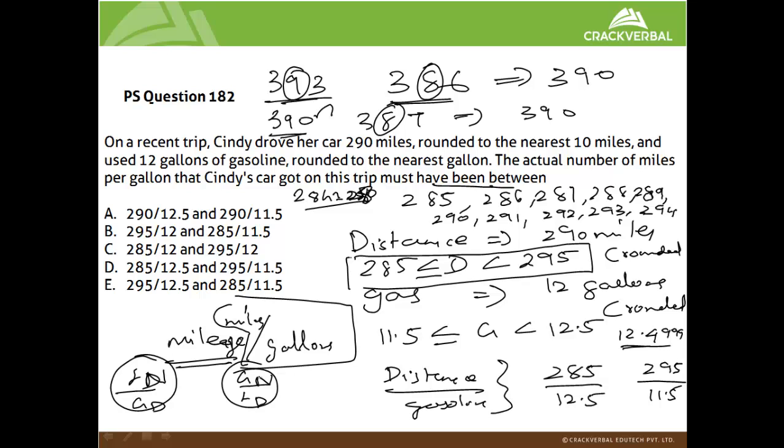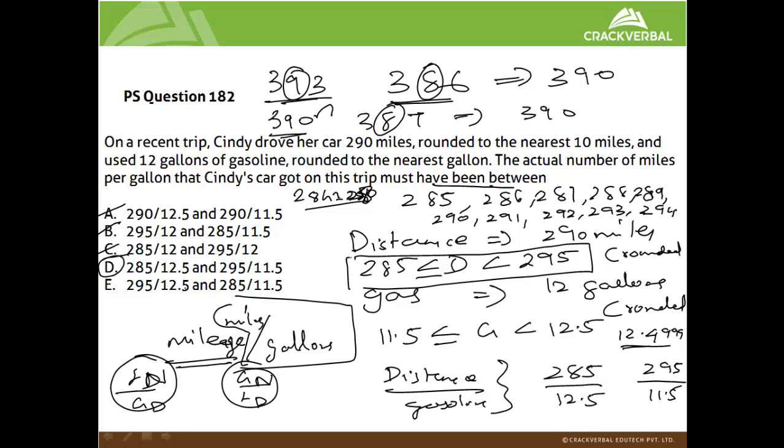So 285 by 12.5 and 295 by 11.5, then the answer has to be D, which exactly matches this, right? See here by itself, we can eliminate the answer choices. We just have 11.5, 12.5, and 285 and 295. Answer choice A is ruled out, and answer choice B has 295 divided by 12, but we know that the extremes are 12.5 and 11.5, least and greatest. So you can also eliminate answer choice C, which is 12 and 12. So it has to be answer choice D or E.